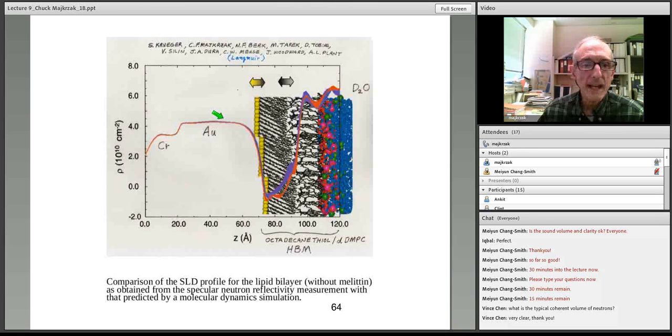And if you then analyze this system to get the composition profile, remember we measure the scattering length density profile. To measure composition profile, we do a little molecular dynamics simulation to relate those two quantities, and we get really good agreement between what the molecular dynamics expects and what we actually measure. This is for the lipid bilayer system without the melatonin, by the way.